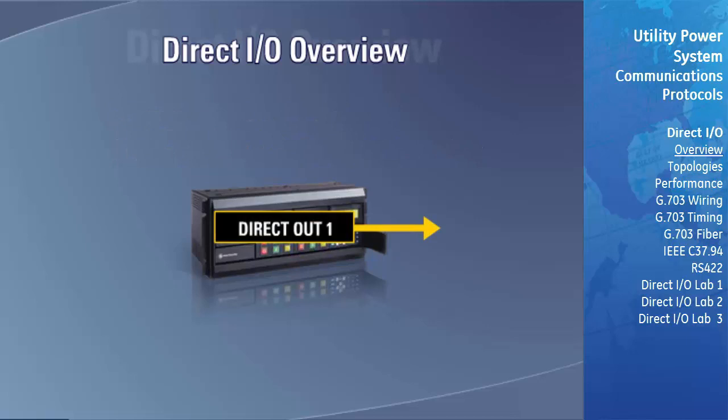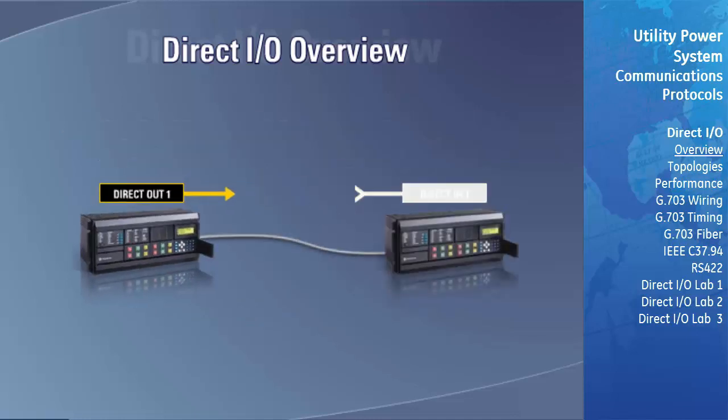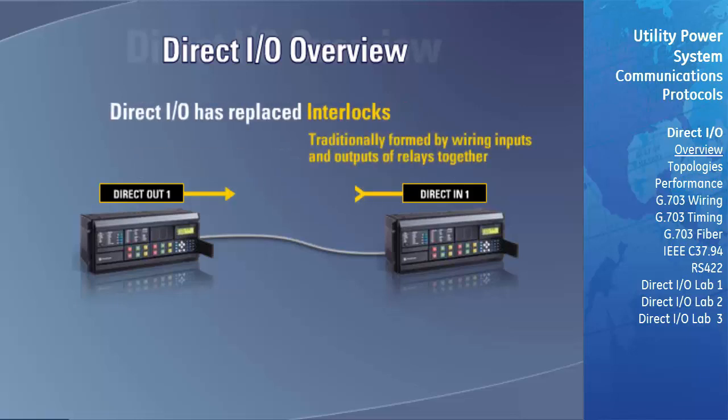We can define a direct output as the status of a binary point, for example a contact input, which is transmitted by a universal relay from one of its communication ports. The status of this direct output can be received and stored in a memory location within other universal relays. This would be referred to as a direct input. Collectively, direct inputs and outputs are referred to as direct I/O. The speed with which the transmission and reception occurs is very fast. This has allowed direct I/O to replace interlocks, which were traditionally formed by wiring inputs and outputs of relays together.